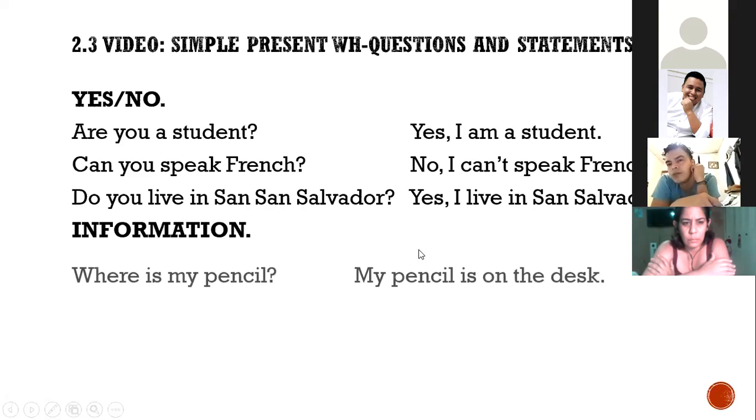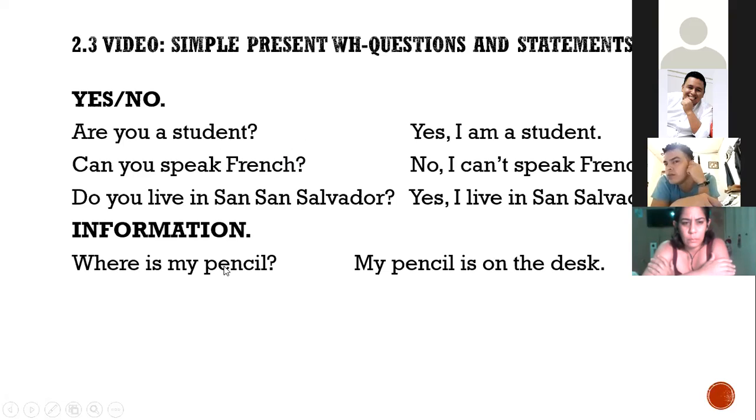Now, what is the difference with information question? Look, where is my pencil? When I say, where is my pencil? Yes, yes, I am. Yes, I do. No, right? Mm-mm, no. Information is specific information. Here, for example, where? On the desk, right? I am answering the question, where? Aquí estoy respondiendo la pregunta, ¿dónde?